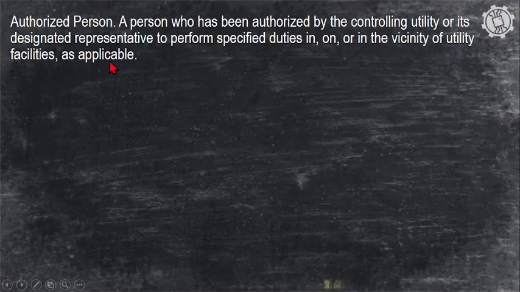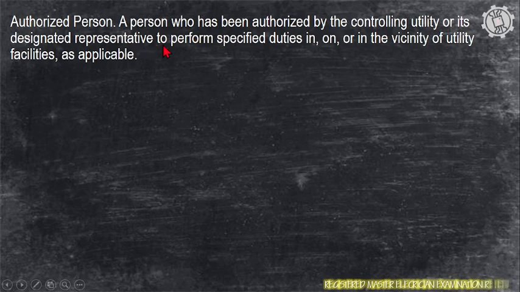Then we have authorized person. So a person who has been authorized by the controlling utility or its designated representative to perform specified duties in, on, or in the vicinity of the utility facilities as applicable. So when we say authorized person, he is the one designated by the utility company to perform, kunyari, maintenance or troubleshooting of distribution lines. That is within the vicinity or within the area of responsibility of the certain company.